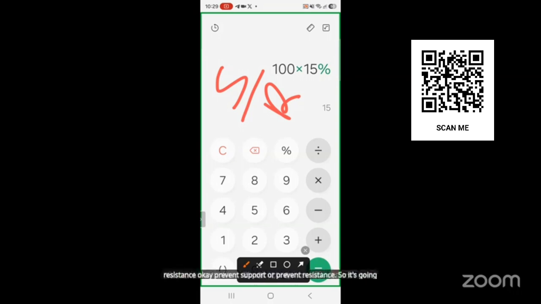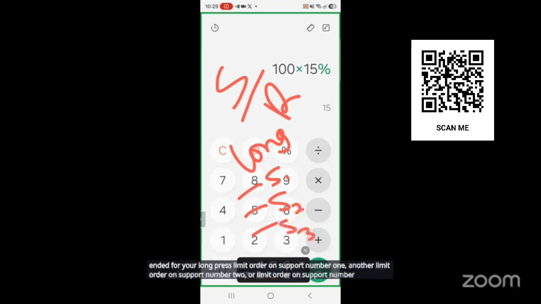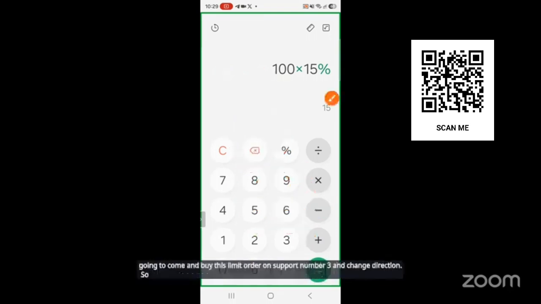So it's going to place 3 limit orders. If it entered a long for you, it's going to place a limit order on support number 1, another limit order on support number 2, and a limit order on support number 3. Such that if the market goes against you, and it has a high likelihood of changing direction from this support level. If it doesn't, it's going to come and buy at this limit order here and maybe change direction. If it doesn't, it's going to come and buy at the limit order on support number 3 and change direction. So that's why it is placing limit orders on specific support or resistance.